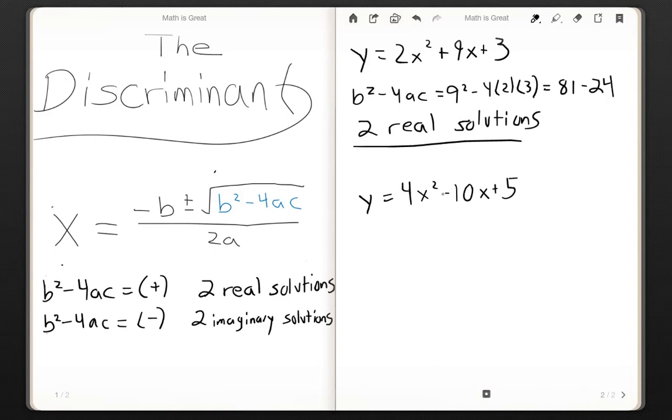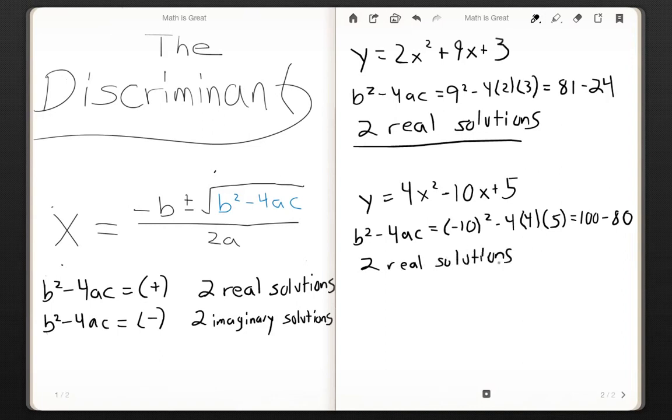So what about if we have a negative here? What will the discriminant be now? The discriminant will be negative 10 squared minus 4 times 4 times 5, and this is going to be 100 minus 80. And once again, we're going to get a positive number for the discriminant, which means we have two real solutions. So don't let that negative there fool you. When you square the negative 10, it becomes a positive number again.